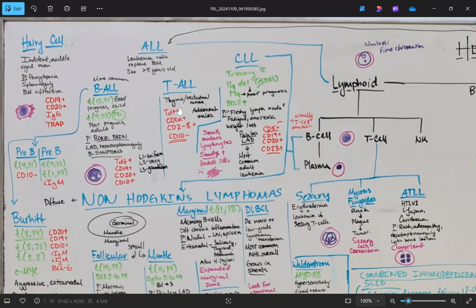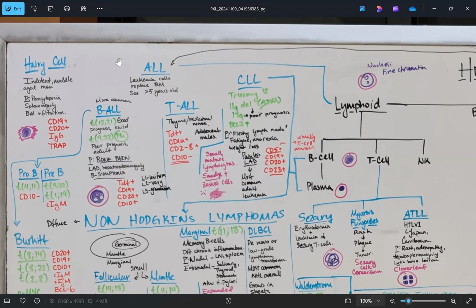And I forgot what TRAP stands for. I'm going to see if I can find it really quick. TRAP stands for tartrate resistant acid phosphatase for those who care, but I'm just going to remember TRAP personally.